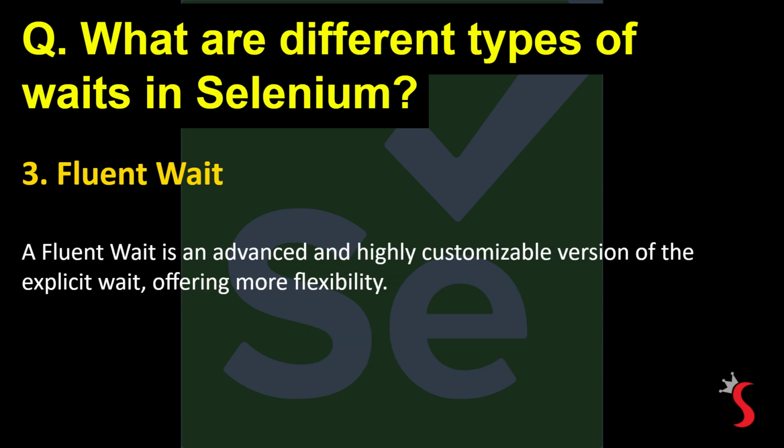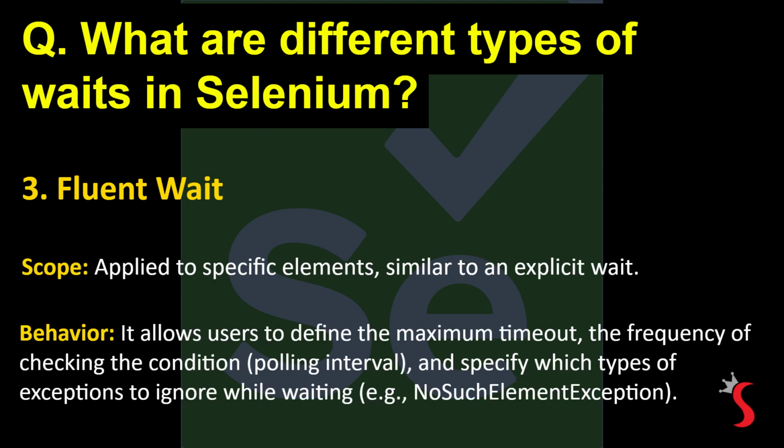A fluent wait is an advanced and highly customizable version of the explicit wait, offering more flexibility. Scope: applied to specific elements, similar to an explicit wait. Behavior: it allows users to define the maximum timeout, the frequency of checking the condition, the polling interval, and specify which types of exceptions to ignore while waiting, for example, NoSuchElementException.